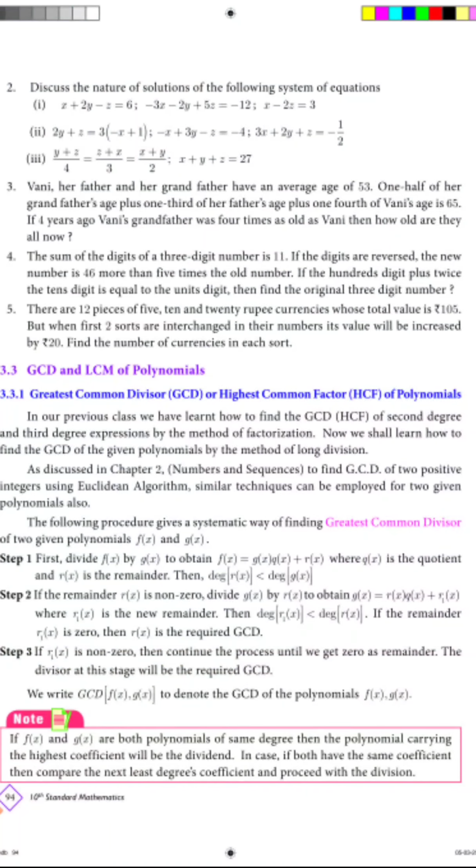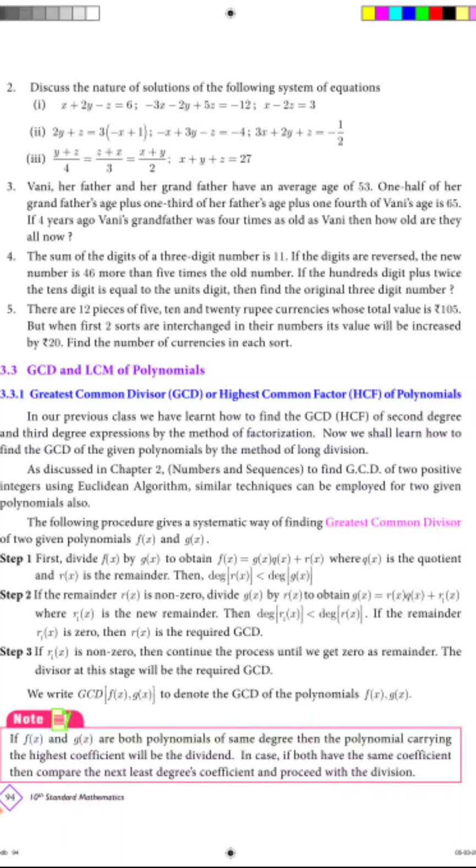Okay. See in exercise 3.1, third sum. It's on page number 94 of our book. Go through the sum carefully. Vani, her father and her grandfather have an average age of 53. So it talks about the age of Vani, her father and her grandfather. Their average age is 53. So average means add the ages of all the 3 people and divide by 3, that is equal to 53.